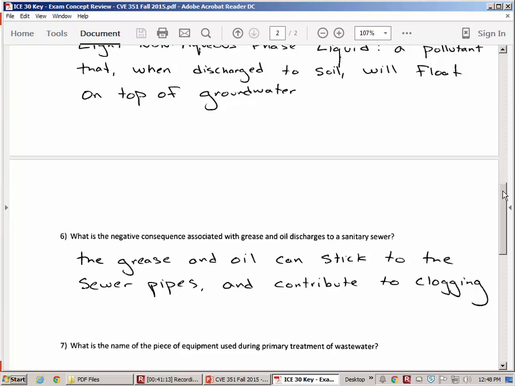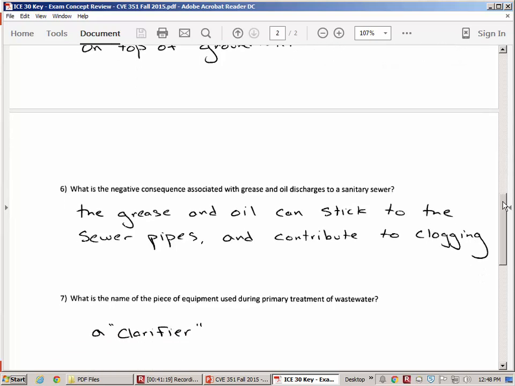What's the name of the equipment used in primary treatment? Settling? Yeah, it's a clarifier.